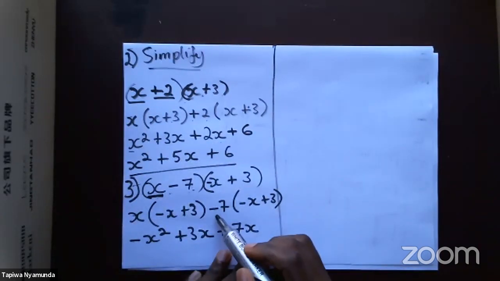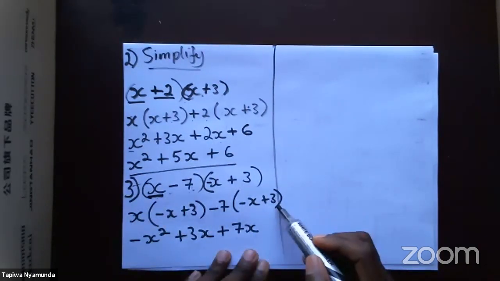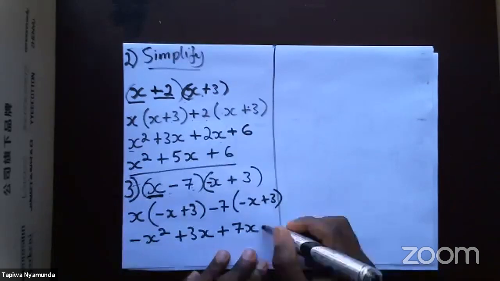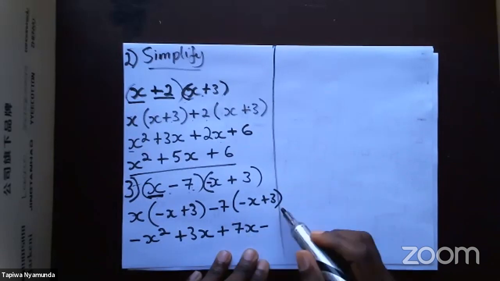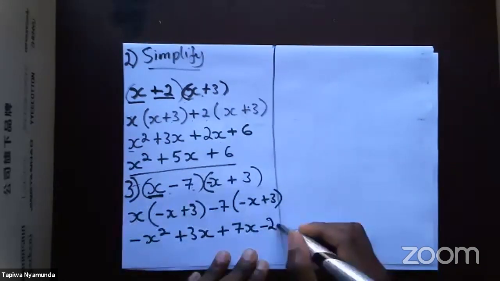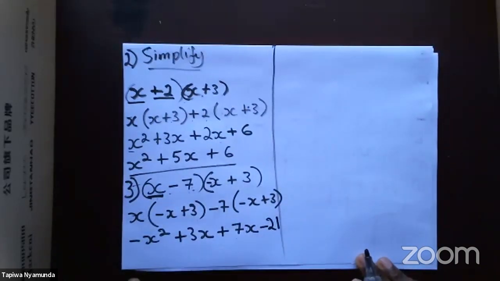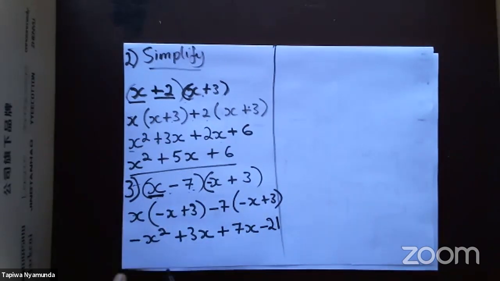Okay, so we are saying negative 7 multiplied by 3. We're going to get what? A negative number. That is the first thing I write. Then I'll say 7 multiplied by 3. I'll get 21 like this. Okay. Then I'm going to say negative x squared plus 3x plus 7x.